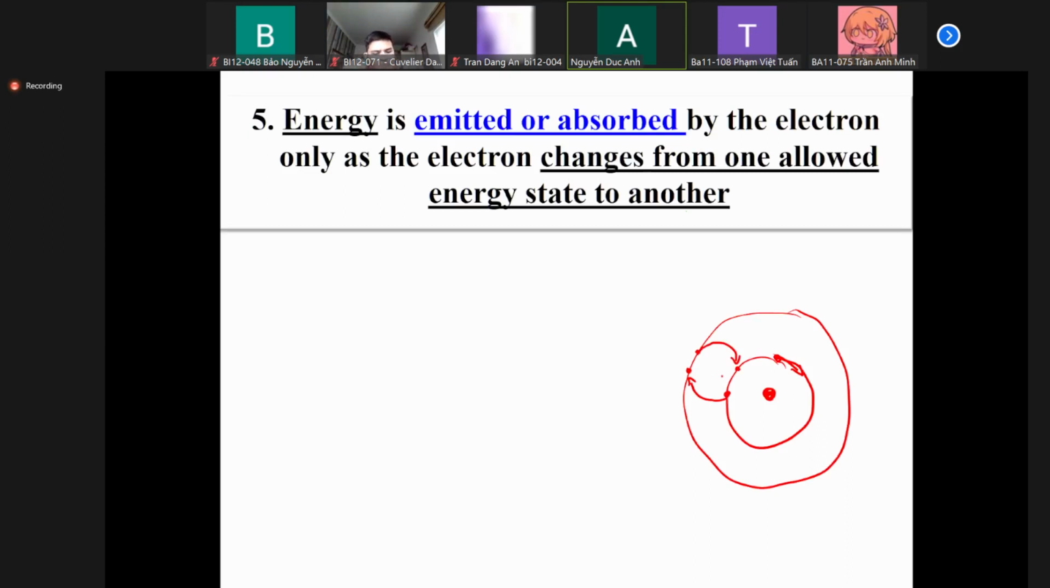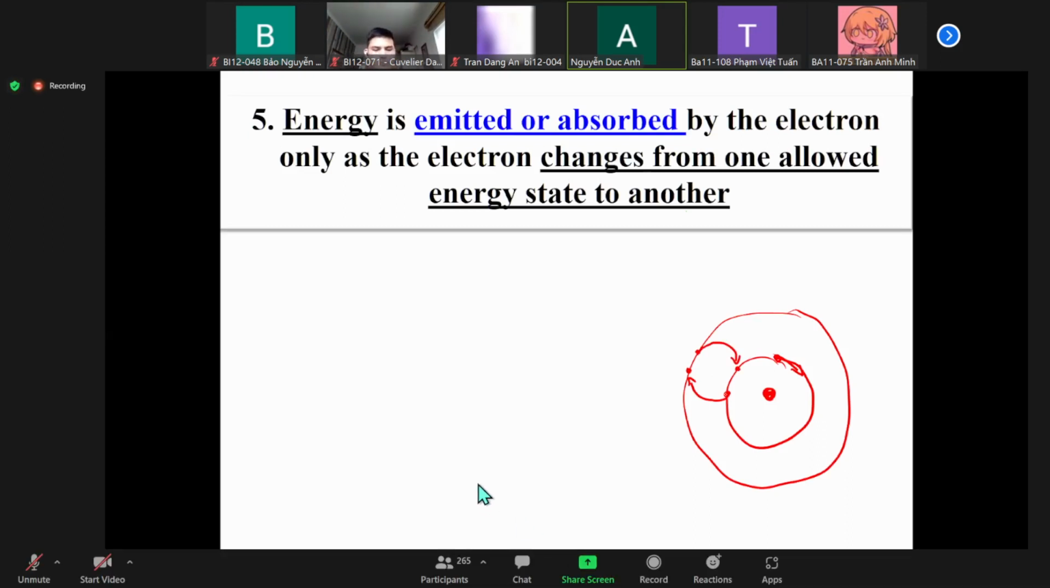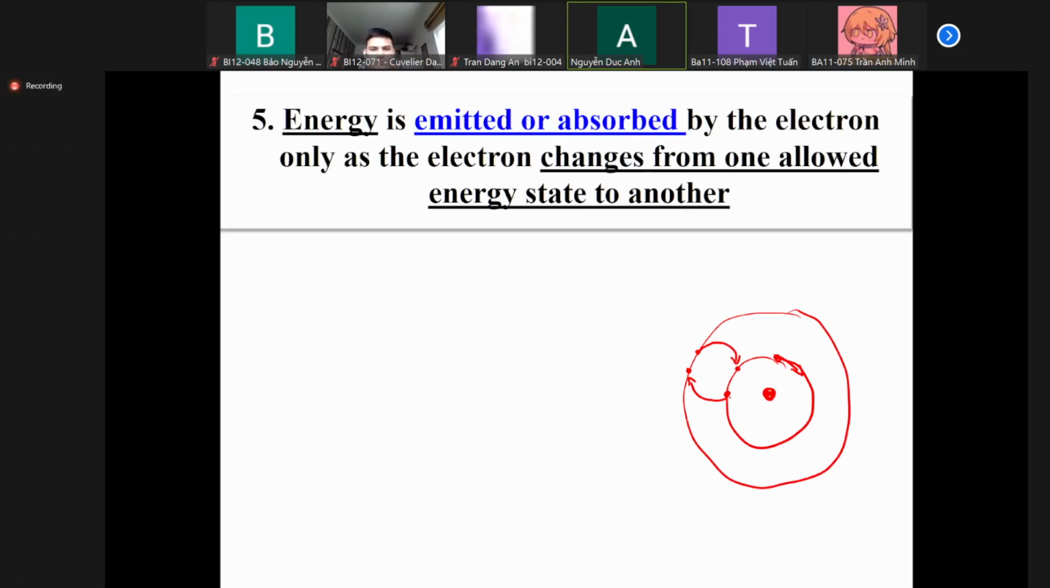So in that process, when the electron moves from this one to this one, normally energy increases. So you need to give energy to the system, and then the electron will gain energy, right? So this process here is normally absorption of energy. And this process here is namely emission of the energy.